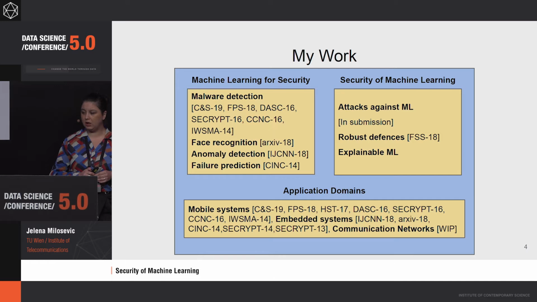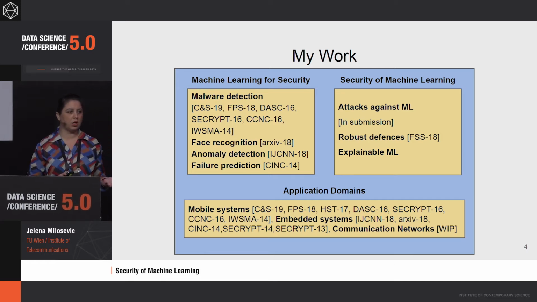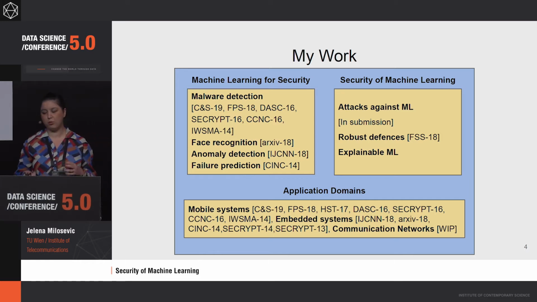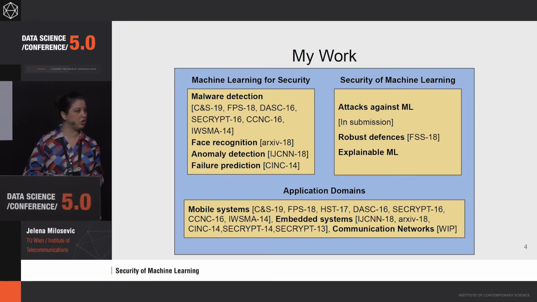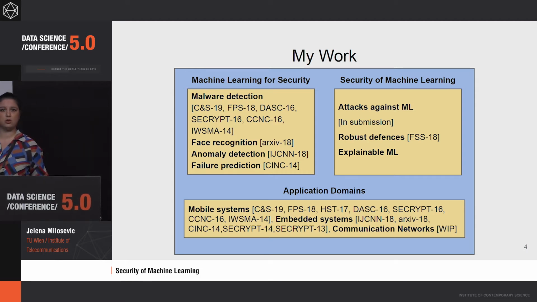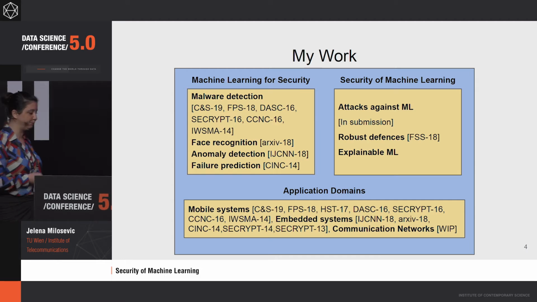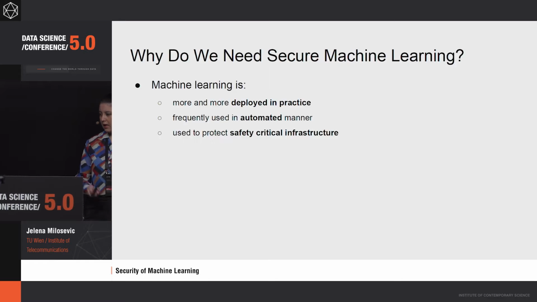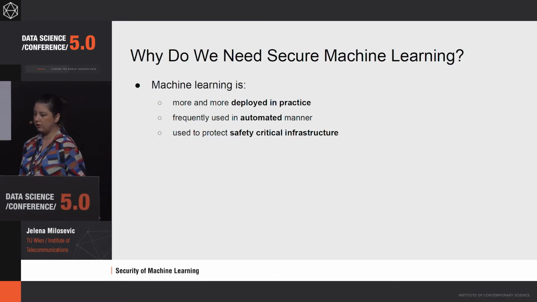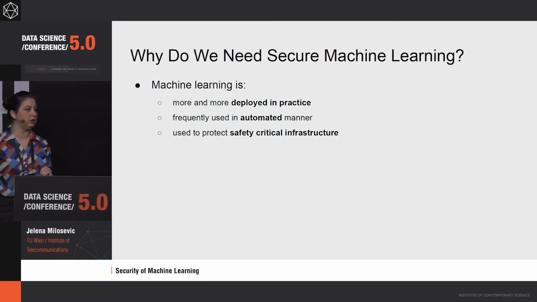What I find particularly interesting is that when we take into account specific application domains, new challenges arise. And with respect to this, I'm particularly interested in mobile and embedded systems, which are constrained devices, and applying machine learning in them is a challenging task due to various constraints, mostly in battery, but also in terms of memory and CPU. But today I'm going to discuss the security of machine learning aspect of this, and I would like to start first by saying why we need secure machine learning.